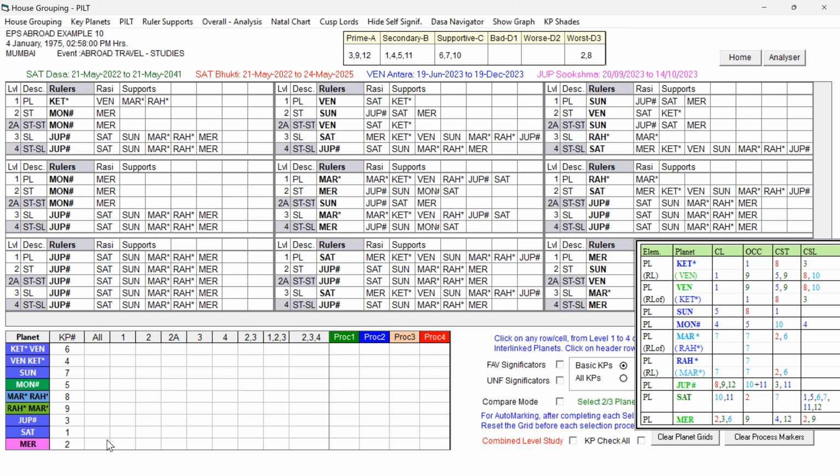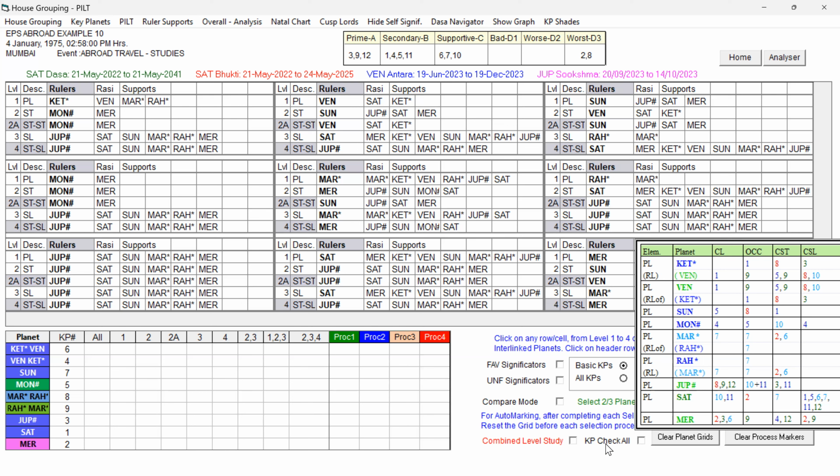Or we can do KP check all, which means we can give these colors to all the planets, so that we can study without selecting individual planets. Especially when we have some unfavorable key planets strongly present, we can check those planets alone separately, or when only one or two favorable key planets are present, to know their influence we can check those alone separately. So according to your convenience, you can make use of this tool.